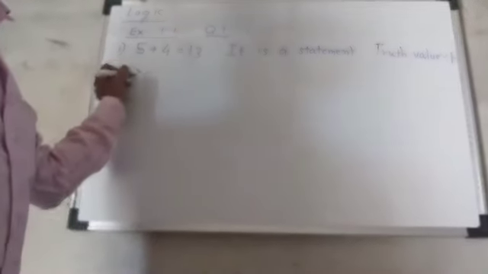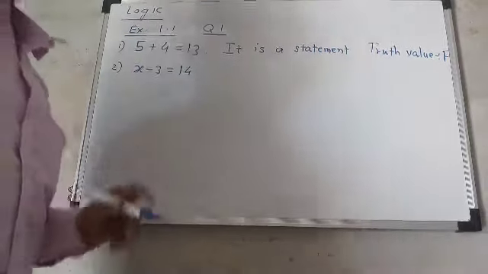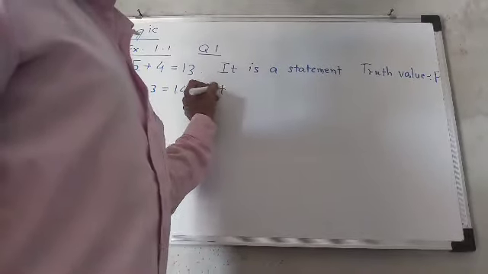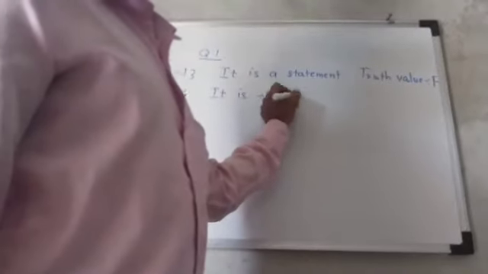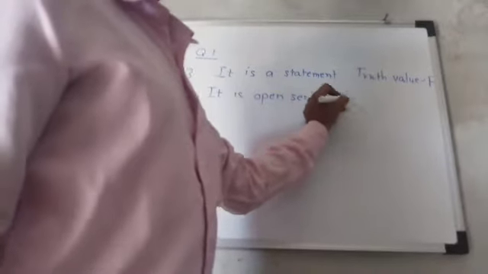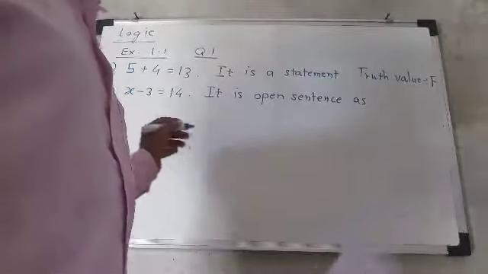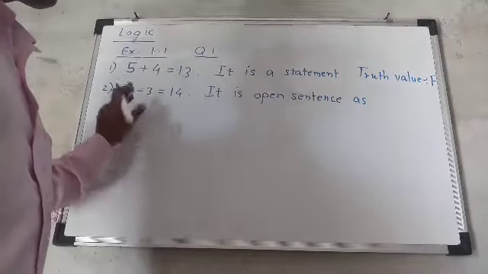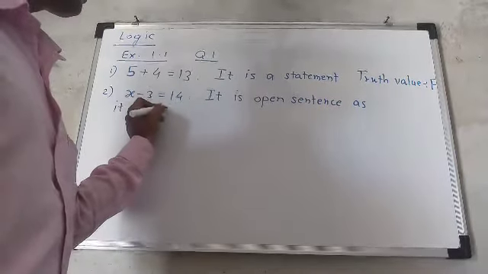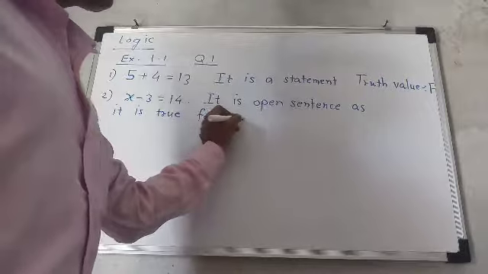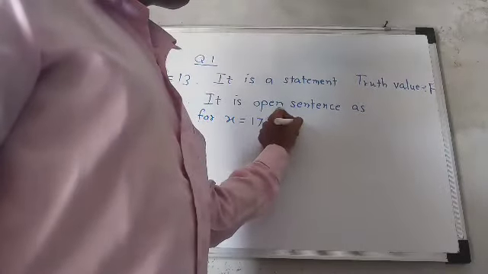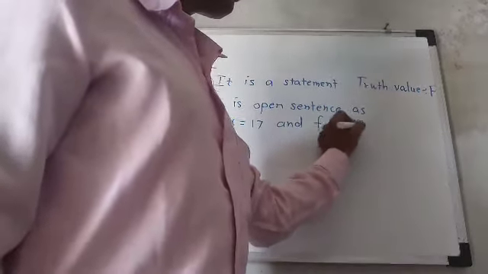Second one. X minus 3 is equal to 14. This is equation in one variable. This type of equation in one variable or quadratic equation, it is open sentence, as it is true for x is equal to 17 and false for other values.